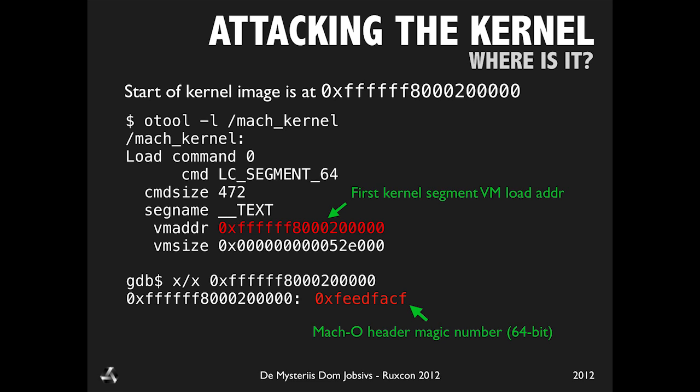So the next thing we need to do is find where the kernel is going to be in memory, which was surprisingly easy because it uses basically the same memory location as it would in the operating system. Looking at the kernel image itself with otool, we can see that the VM address of the first segment of the kernel image is going to be at that 200K hex address. And if we look at that in the debugger in a live operating system, we can see that the Mach-O magic number, feedface or feedfacf for 64-bit, is right there. So yay, that's where the kernel is.